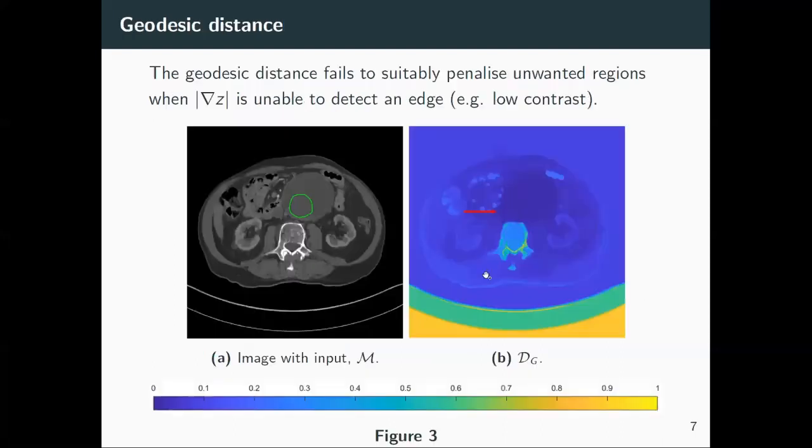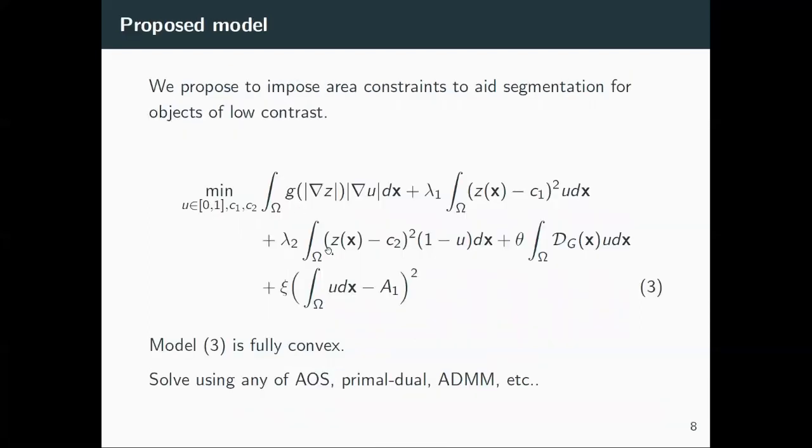So in this example, the area would just be the area of this rough circle. Ideally, we'd want the area of our final segmentation result to be as close as possible to the area of A1. This model is fully convex. An explicit proof is provided in the conference paper you can find, and you can solve this using any optimization method you prefer. We found the Euler-Lagrange equations and just use additive operator splitting to solve it.